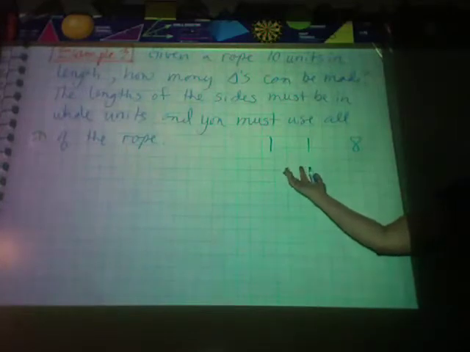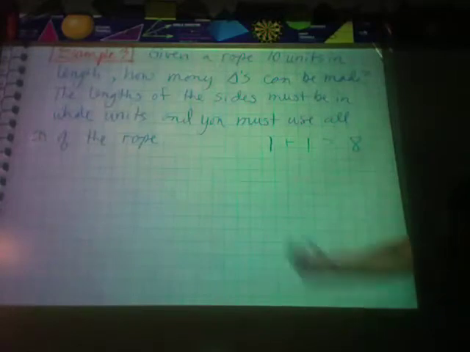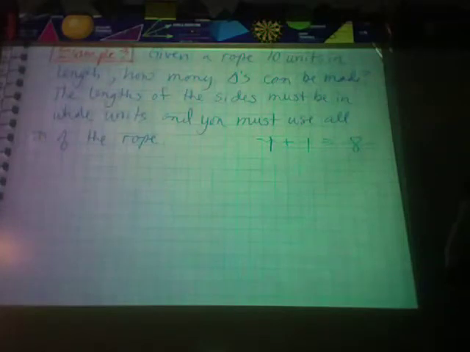Do those 3 add up to 10? Yes, so then test it. Can you make a triangle out of it? It's the next question. The 2 smaller lengths are 1 and 1, right? Does 1 plus 1 be greater than 8? No. So this cannot make a triangle. So you can't cut the rope into 1, 1, and 8.